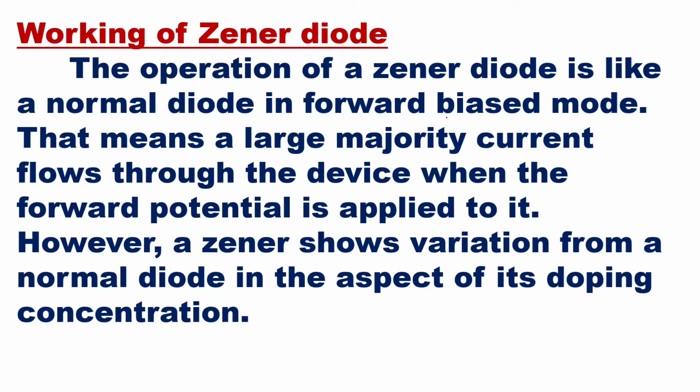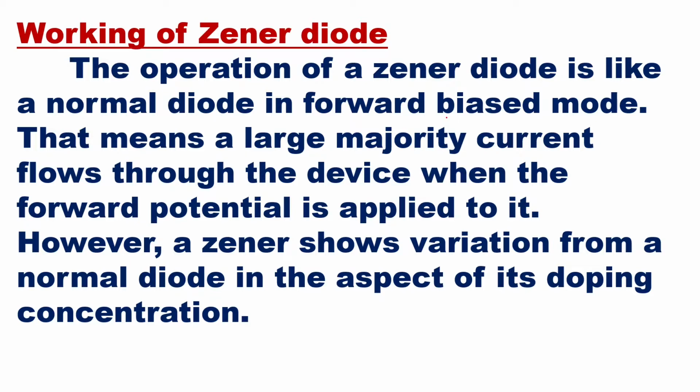Okay, so it can work as a normal diode in forward bias and reverse bias conditions. But then what is the specialty? So let's see the description here. The operation of a Zener diode is like a normal diode in forward bias mode. That means a large majority current flows through the device when the forward potential is applied to it.